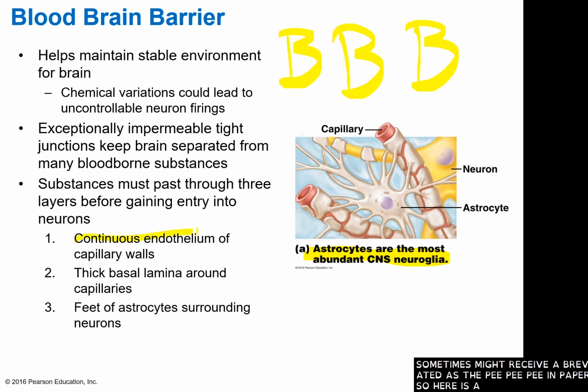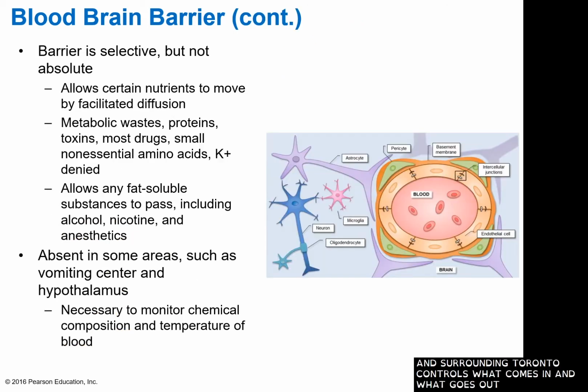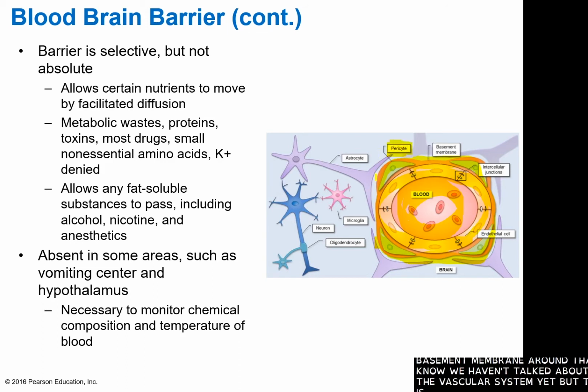So here it's a continuous endothelium of the capillary walls, and it has a thick basal lamina around the capillaries and the feet of the astrocytes and surround the neuron. So it controls what comes in and what goes out. And then here is also showing it. So here's the capillary. Here are these little endothelial cells around the capillary with these tight junctions. And then here's a basement membrane around that. I know we haven't talked about the vascular system yet, but this is common of the vascular system for the capillary bed to have this pericyte. So that's common right there for what it looks like.